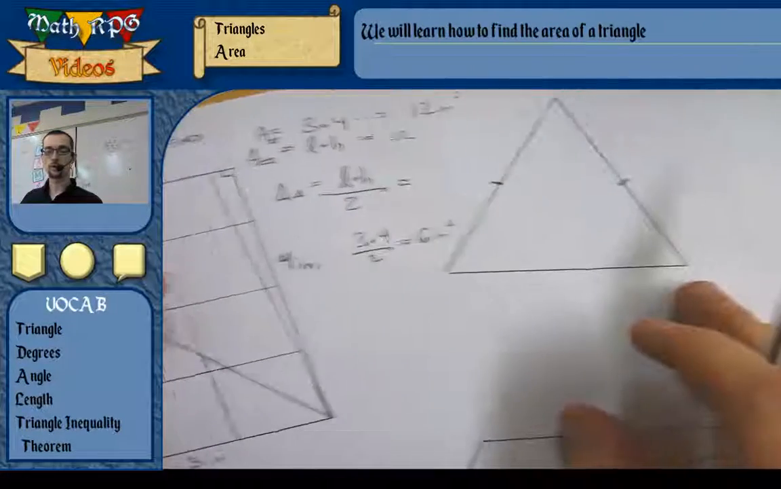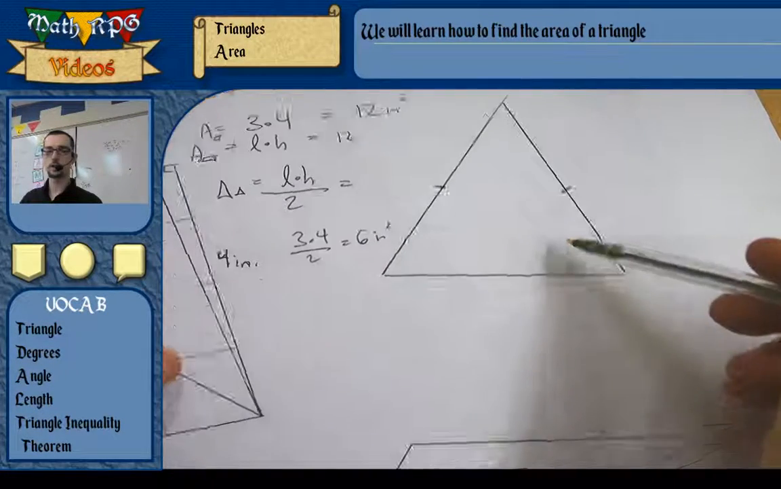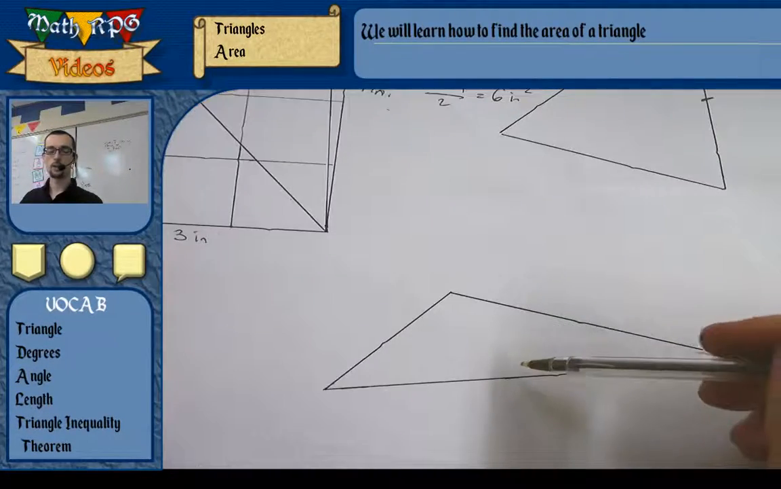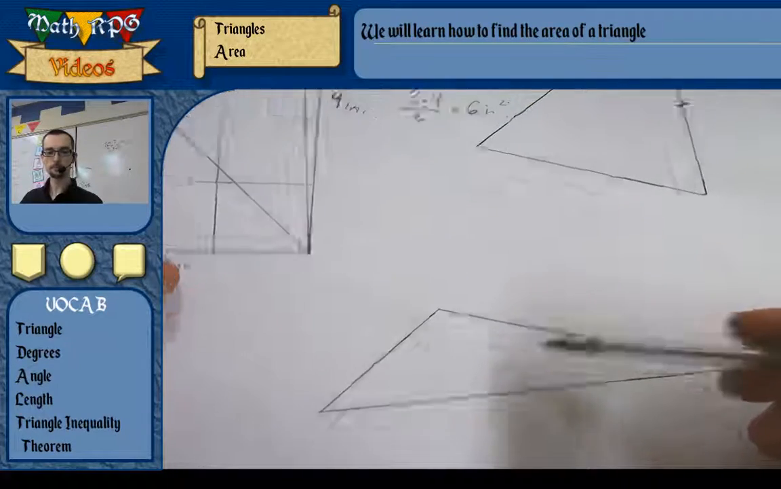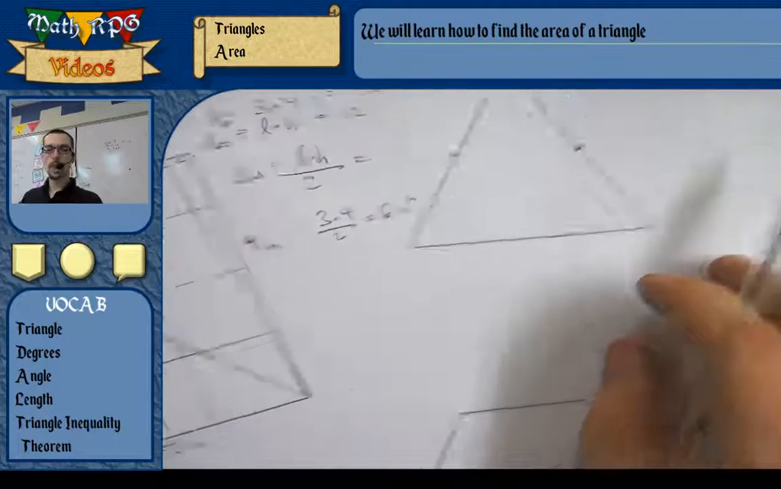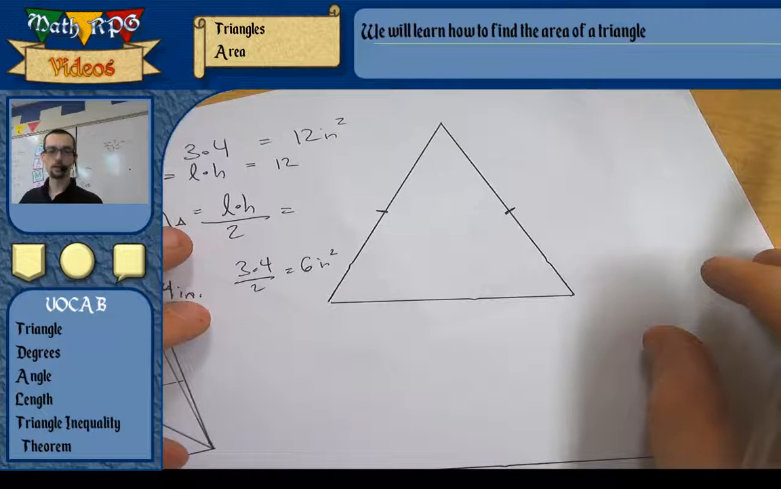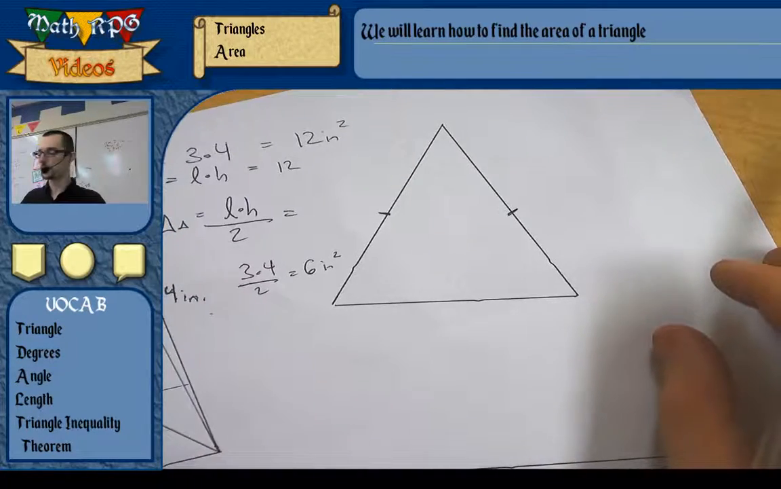What if it's not a right triangle? What if it's a triangle like this, which is an acute, or a triangle like this, which is an obtuse? Turns out you have to make it into a right triangle. There's no way to make a rectangle unless it has 90-degree angles, right? A rectangle has to have 4 90-degree angles.